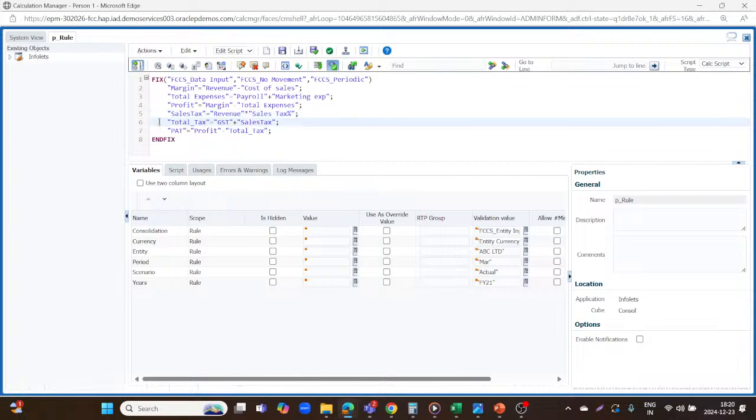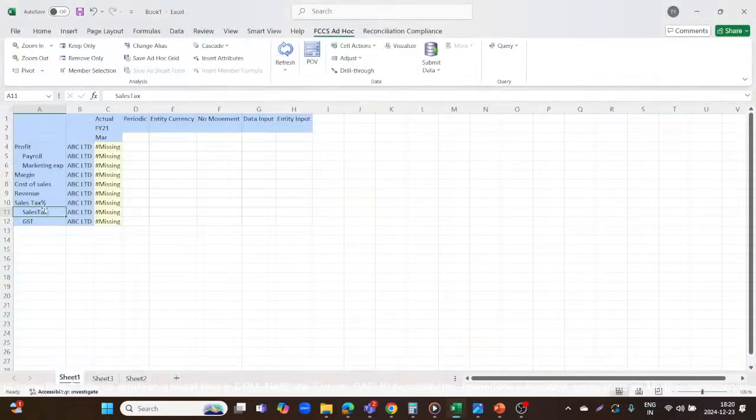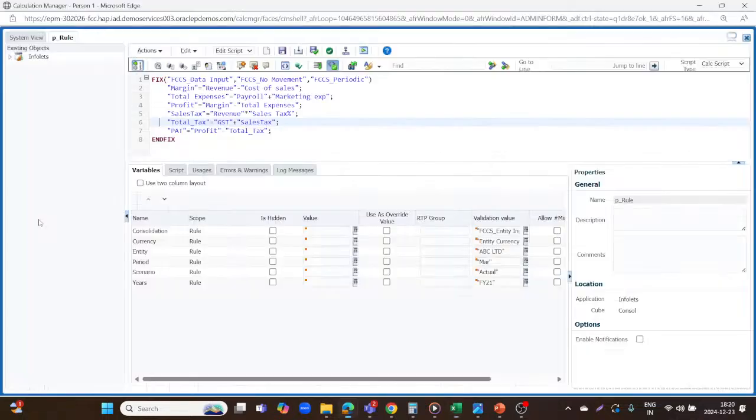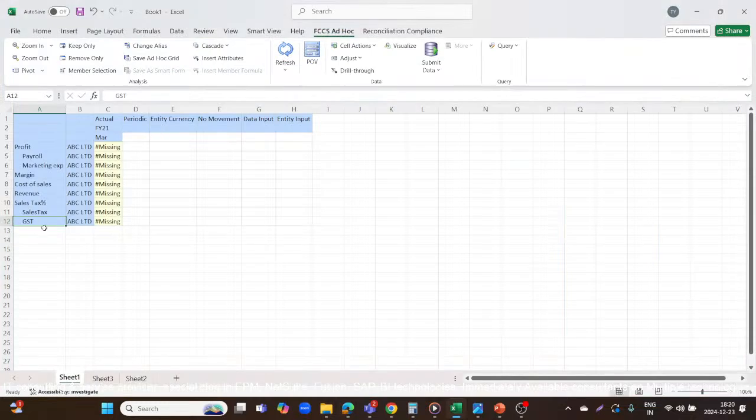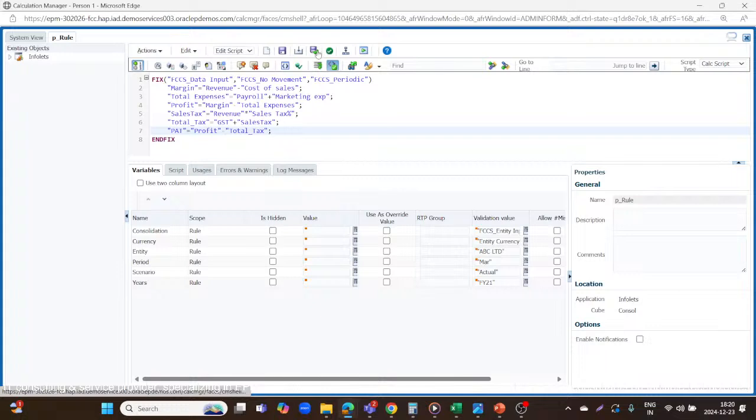Okay, then you can calculate the total taxes, that is you have two taxes, sales tax and GST. The sum of these two will give you total tax, and ultimately profit after tax is nothing but your profit before tax minus the total tax amount. Whatever profit you calculated, reduce the taxes from it, and you will reach profit after tax. So this is all we have done. After writing this rule, we have validated it.